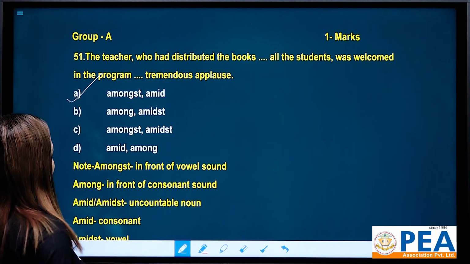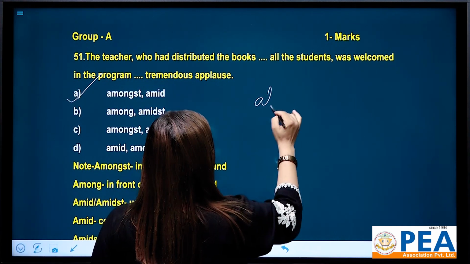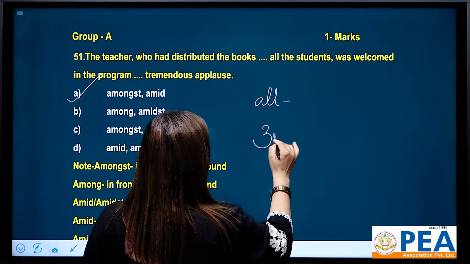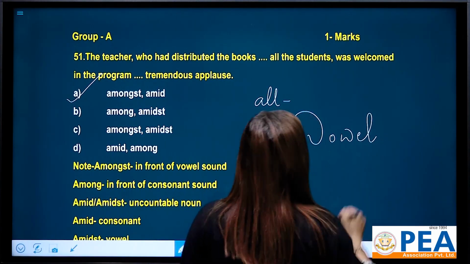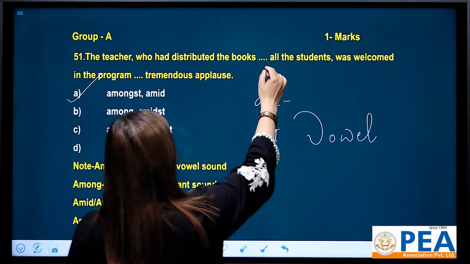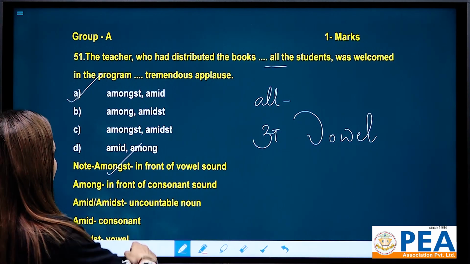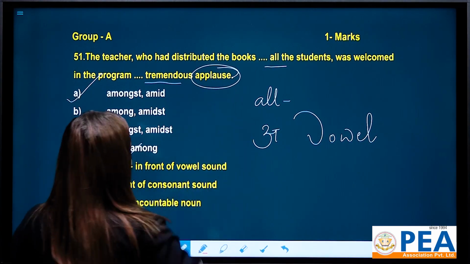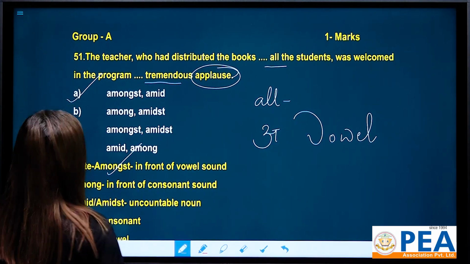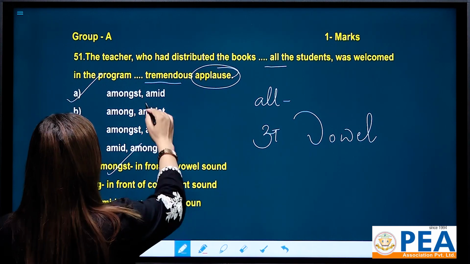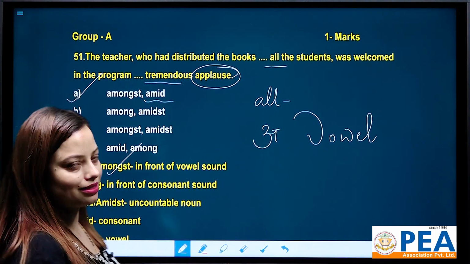Okay, as we know that, in front of a vowel sound, you see here "all", it has an O sound. So O sound stands for vowel, right? That's why in front of a vowel sound you have to keep amongst, right? And what about "a tremendous applause"? This is a noun, right? So a noun is followed by amid. That's why the correct answer is amongst or amid.